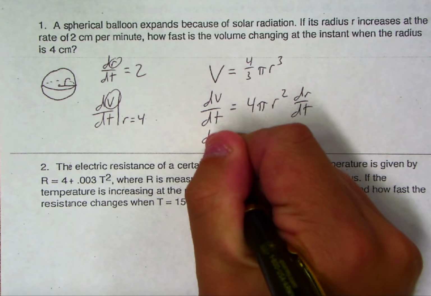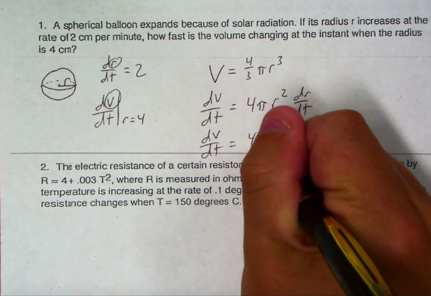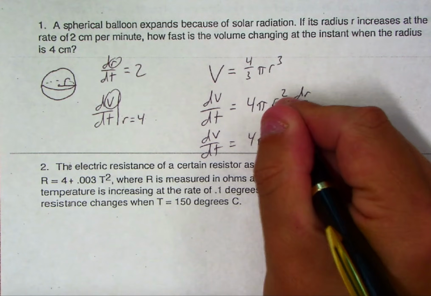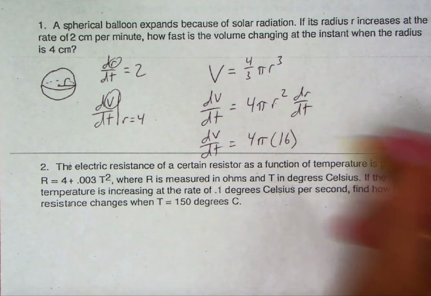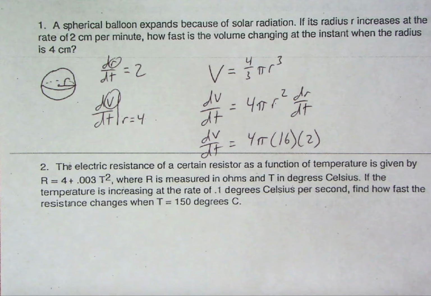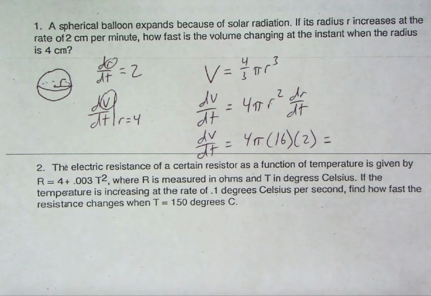So dV/dt equals 4 pi. And then 4 squared is 16. And dr/dt we know is 2. And we could multiply all that stuff together if we would like to. And that would be 32 pi. Is that right?